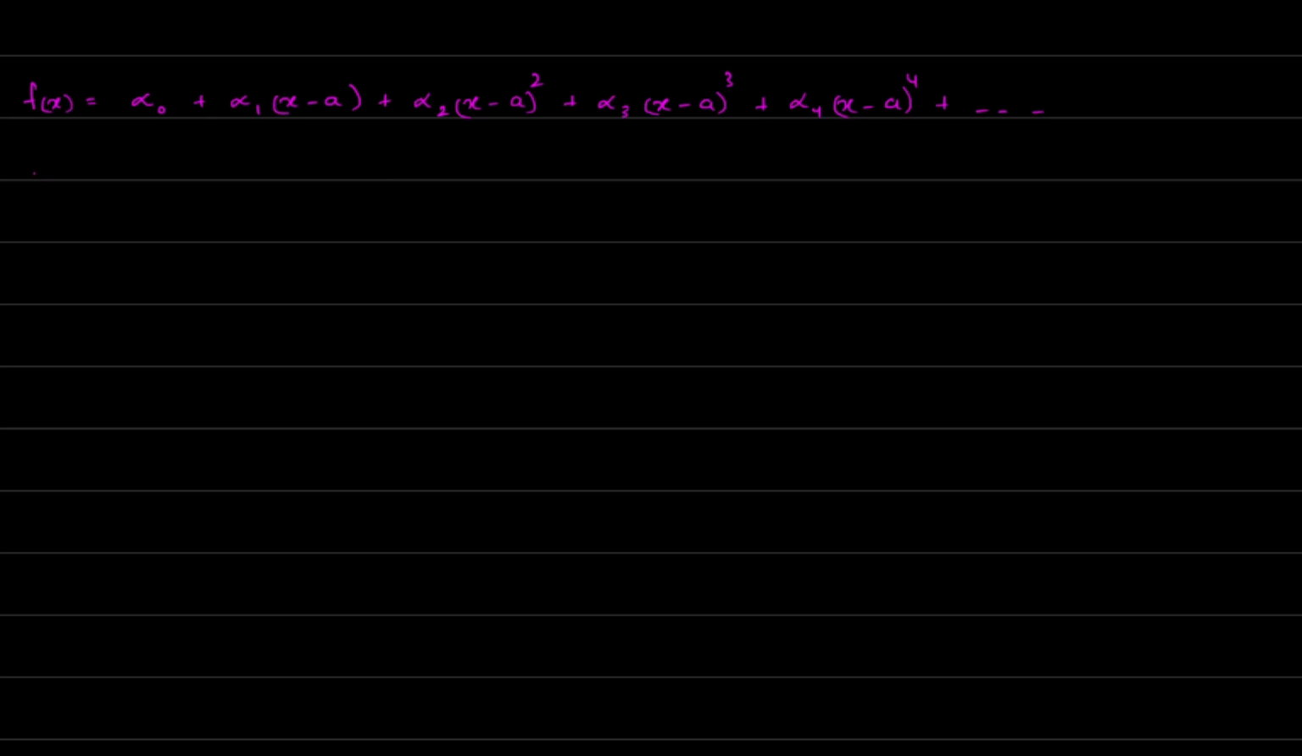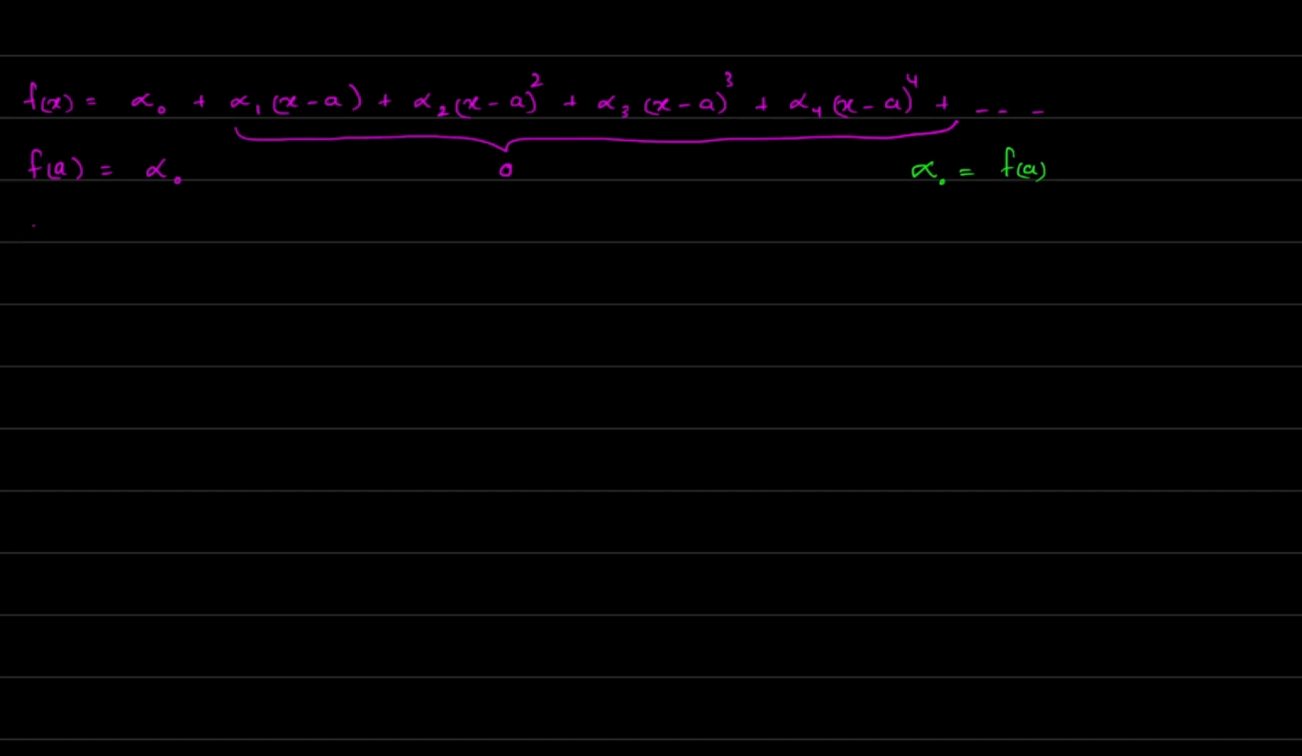Now let us consider the case where x equals a. If we set x to a, we get f(a) being equal to alpha naught, and since all of the terms that come after alpha naught contain x minus a in them, and a minus a is equal to 0, all of these terms get cancelled out and are equal to 0. And we are left with just alpha naught. So, alpha naught can be written as f(a).